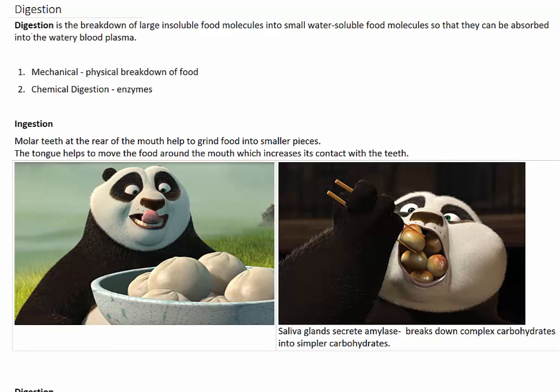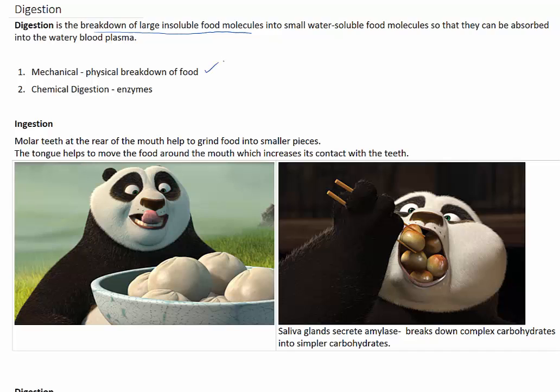So digestion is actually the breakdown of large insoluble food molecules into small water-soluble food molecules so that they can be absorbed into the watery blood plasma. In other words, it enables you to get the energy out of your food as well as the vitamins and minerals. And digestion occurs in two different ways.